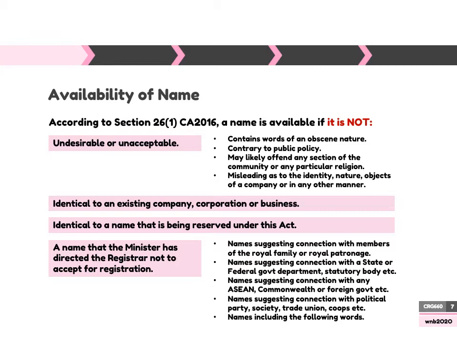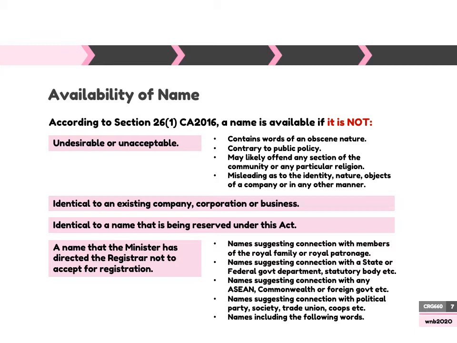Name suggesting connection with any Asian, Commonwealth or foreign government. Kalau ada perkataan yang menunjukkan connection, macam tiba-tiba je kat belakang tu ada perkataan Asian, UNESCO, yang tu pun is prohibited by the ministry. Name suggesting connection with political party, society, trade union, co-ops. Yang ni memang obvious lah kan. Tiba-tiba je you nak buka nama, lepas tu nak letak pula you punya favourite political parties. Tak boleh. Boleh menunjukkan you punya stand sebenarnya.